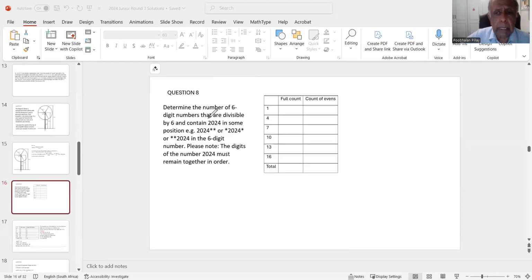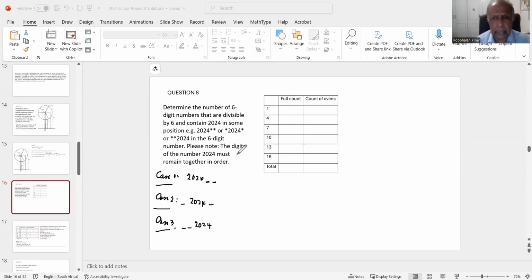This is the question. Determine the number of six-digit numbers that are divisible by 6 and contain 2024 in some position. So you have case 1 where you have 2024 in the first position, right? Like that. They must remain together, it says here. Or you have the second case where you have 2024 in the middle. It's a six-digit number, right? This takes care of 4. There's still 2 more to fill. And the third case is where you have the 2 in the front. Those are the only possibilities. You've got 2 at the end, 1 on either side, and 2 in the front.